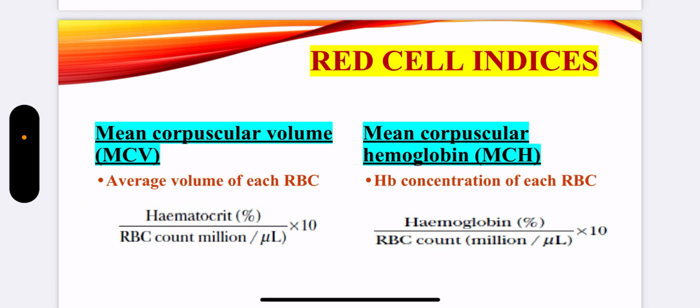Second index is mean corpuscular hemoglobin, abbreviated as MCH. It represents the hemoglobin content in one RBC, and it can be calculated by the formula given here: hemoglobin expressed in percentage divided by RBC count in million per microliter, multiplied by 10. Now the normal value of MCH is 29 picogram in both males and females.